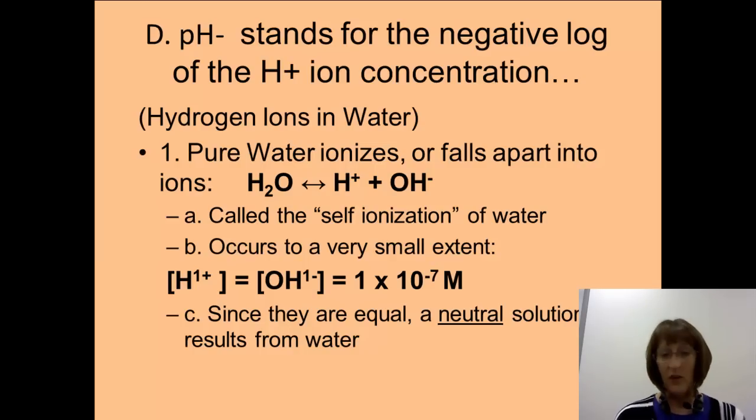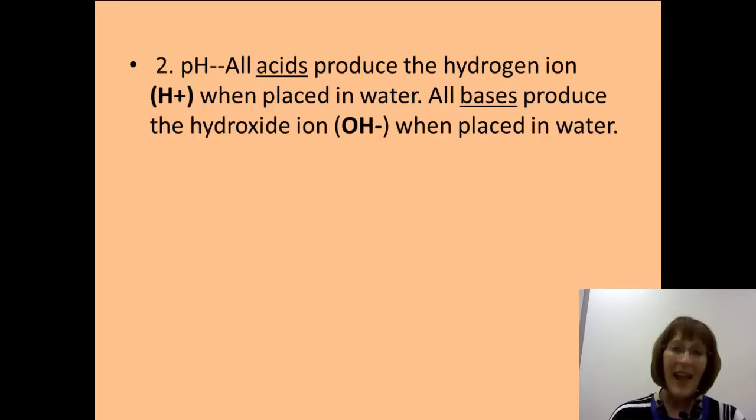However, they use that as the comparison, the standard. They're saying, okay, since the H ions and the OH negative ions are equal, that's a neutral solution. So that distilled water, that's where we get our pH of 7. Okay, all acids produce the hydrogen ion when placed in water, or hydronium, we talked about that. And all bases produce the hydroxide ion when placed in water.